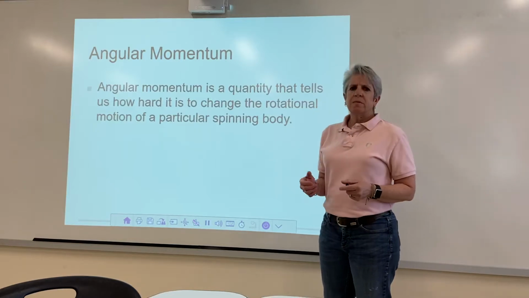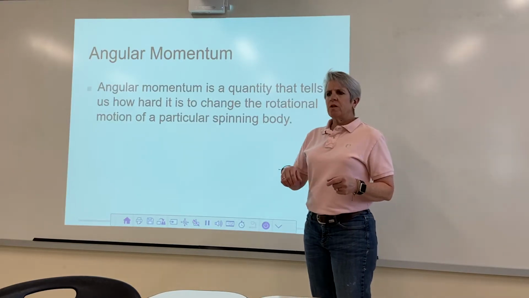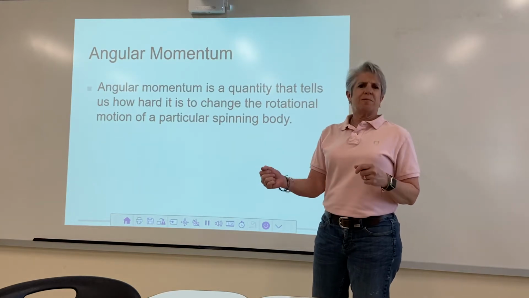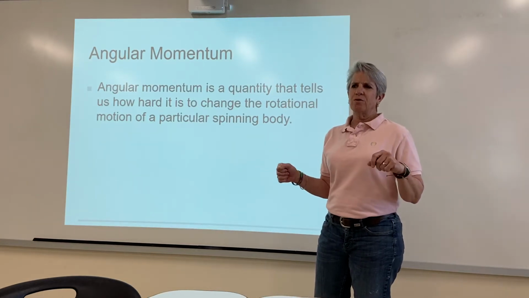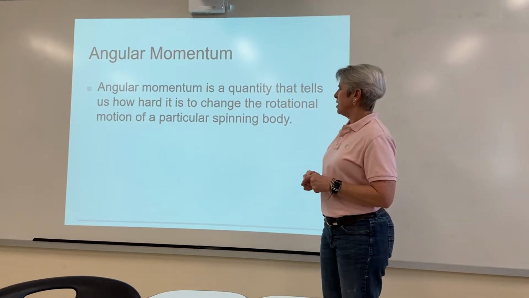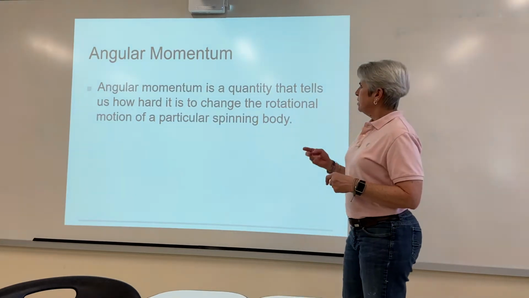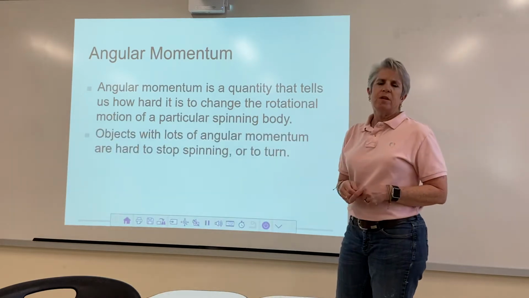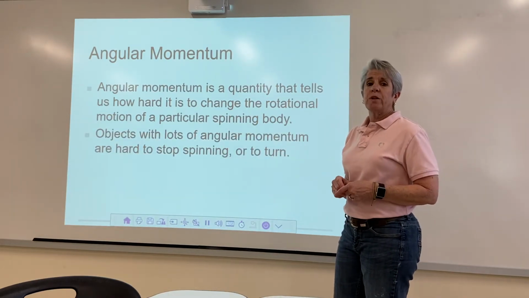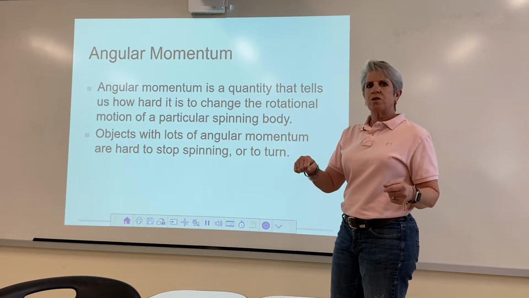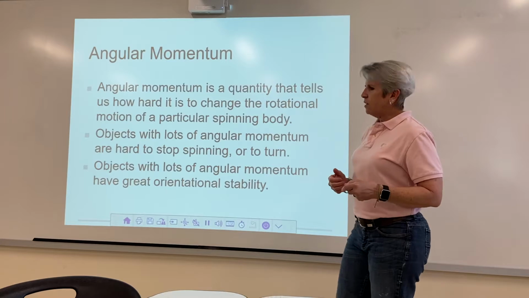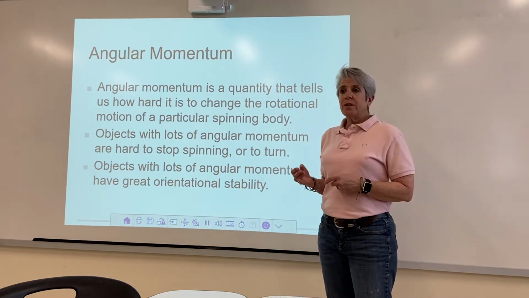Angular momentum is a quantity that tells us, if you have something spinning, how hard is it to stop an object from spinning? Or how hard is it to turn an object that is rotating? If you have more of it, then you're very, very stable and it's more difficult to change the object. Objects that have a lot of momentum are in a very stable position.